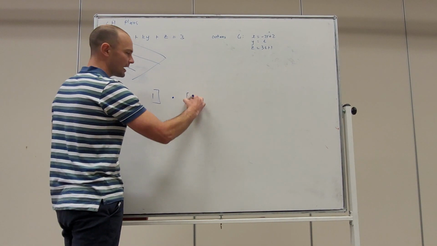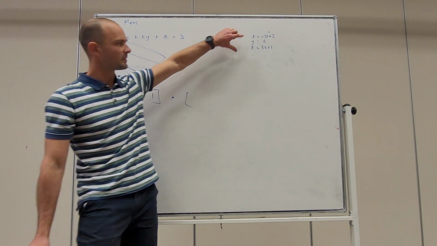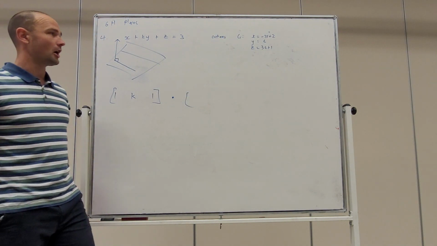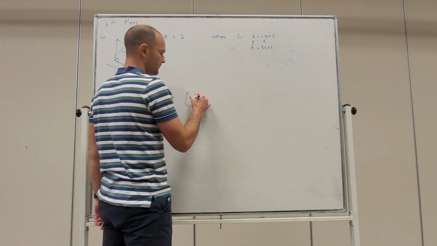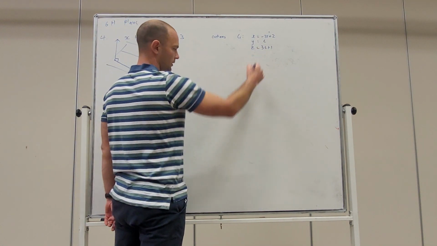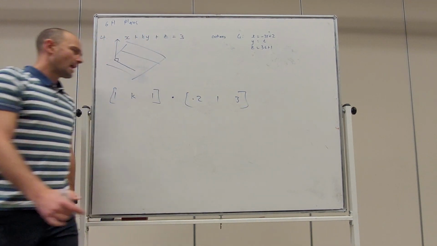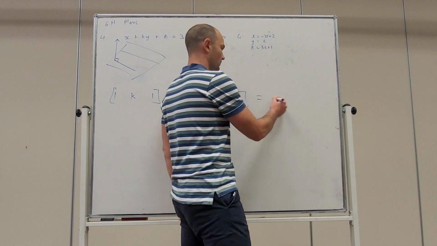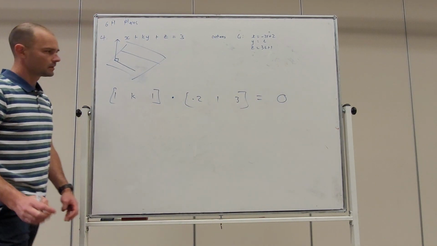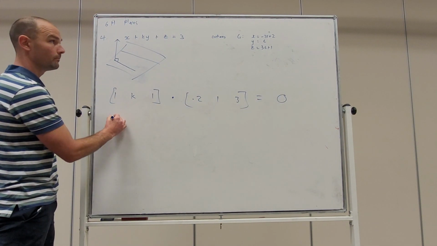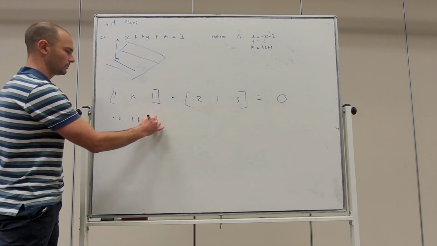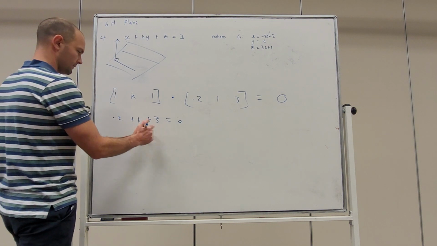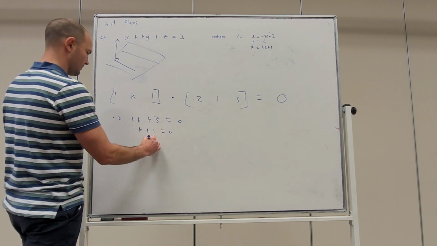It means the dot product of, now what am I going to subtract from this line here? We want the direction vector of the line. So we have -2 for the x value, 1 for the y value, and 3 for the z value. And we want the direction vectors to be perpendicular, and they're perpendicular if the dot product is 0. So we'll apply the dot product here. We'll have -2 plus k plus 3 is 0. And solve through. This gives us k plus 1 is 0, k is -1.